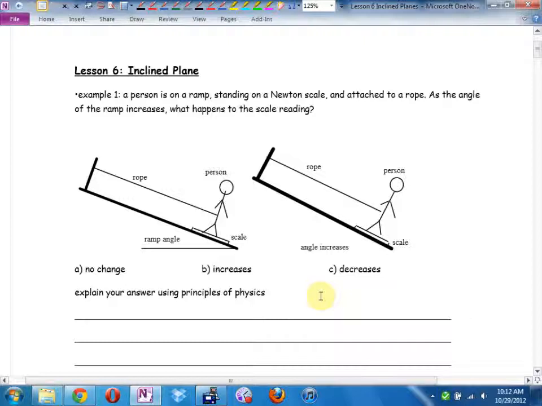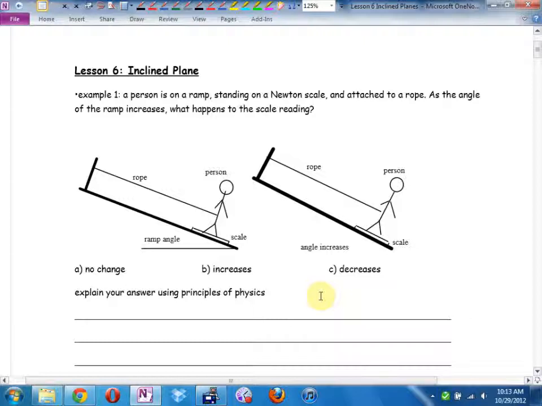A, no change. B, the scale reading increases. C, the scale reading decreases. Once again, this gives us a chance to exercise our democratic right to be heard. So you want to ask yourself, we're attached to a rope at our waist, and this ramp is getting steeper and steeper and steeper. If I was looking down, what would be happening to the scale? And part of your hint is think about what a scale measures.